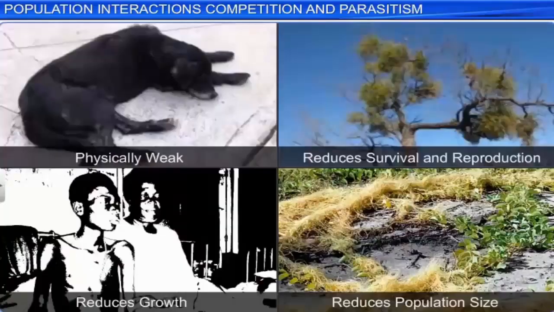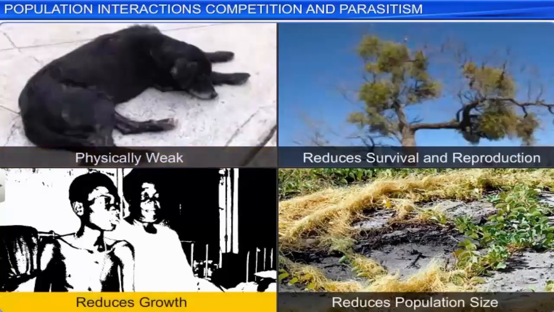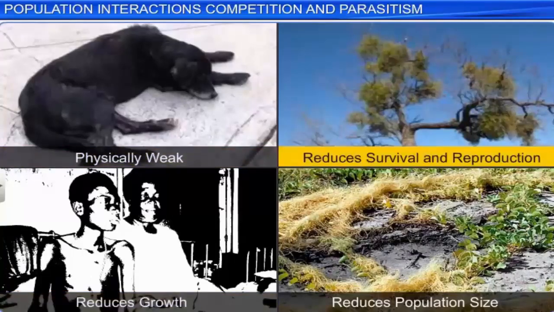Studies show that a large number of parasites are detrimental to their hosts as they make them more susceptible to predation by making them physically weak, reduce their growth, survival, reproduction, as well as reduce the size of their population.